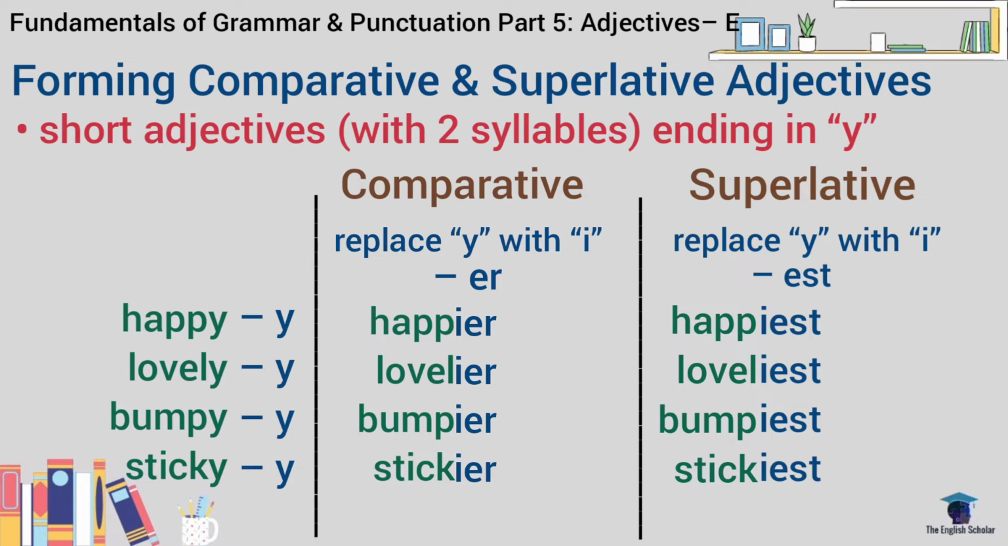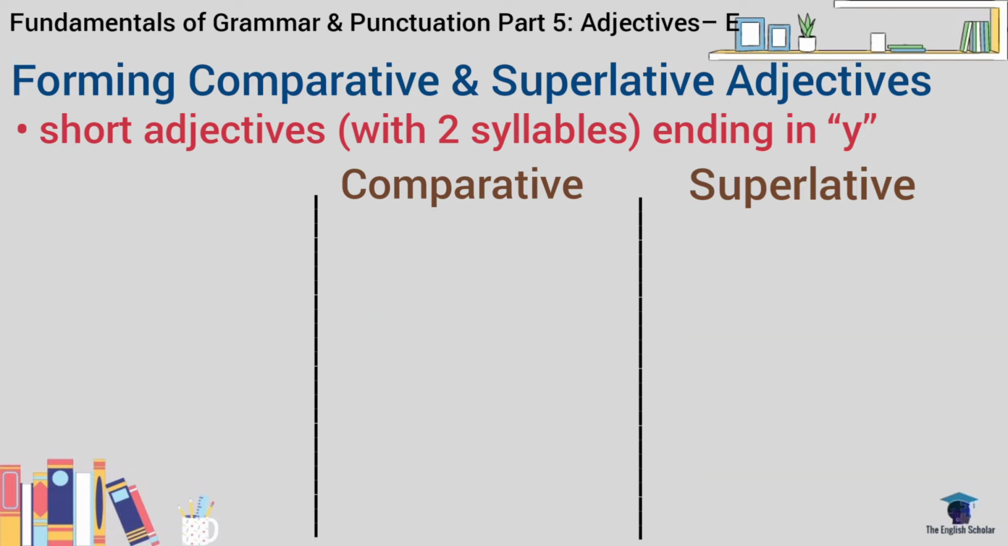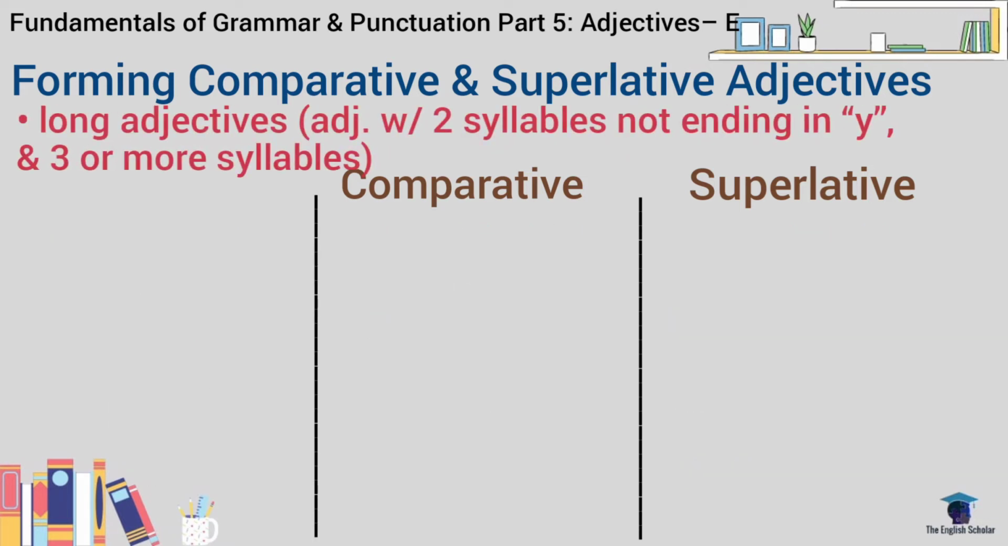So these adjectives originally have 2 syllables each and end in Y. Since they match the criteria, therefore we replaced the Y with I and added ER for comparative and EST for superlative after the I. For long adjectives, which means adjectives that have 2, 3, or more syllables, we just add more or less for comparative and most or least for superlative before the adjective.